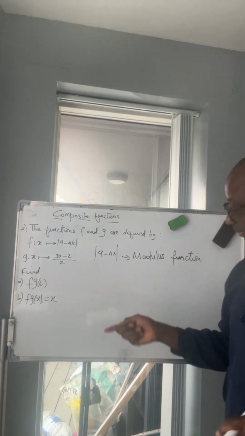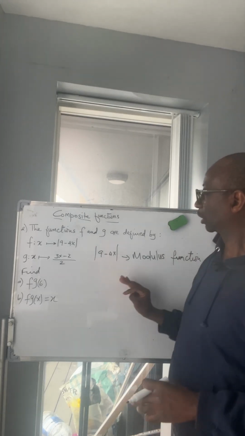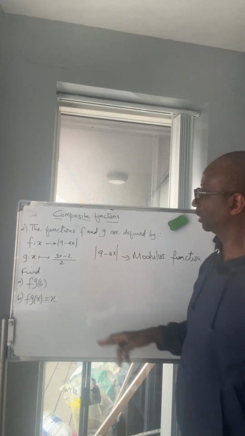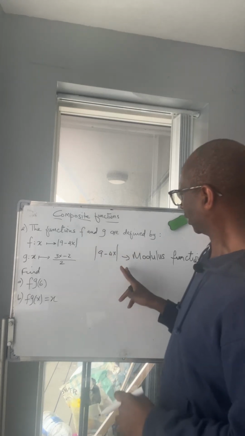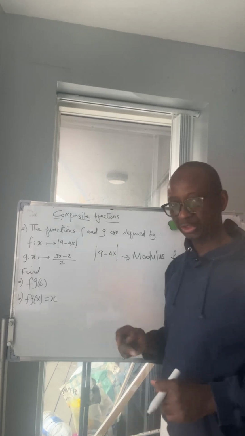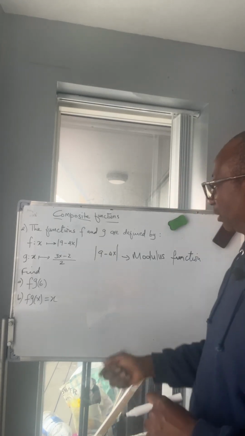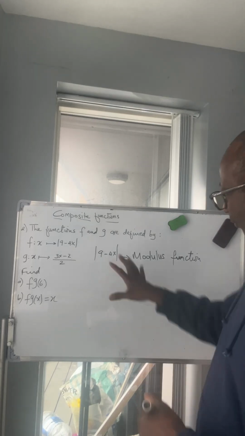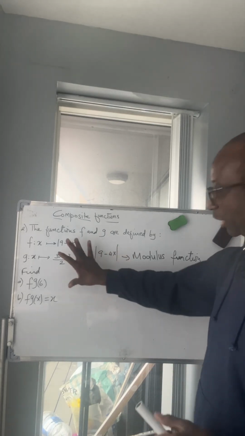It has its place in mathematics. We'll use it here and you'll see how it is used. These two straight lines, when you see them and there's an equation in between them, that function is a modulus function, they call it. You will see how these functions are used in mathematics.